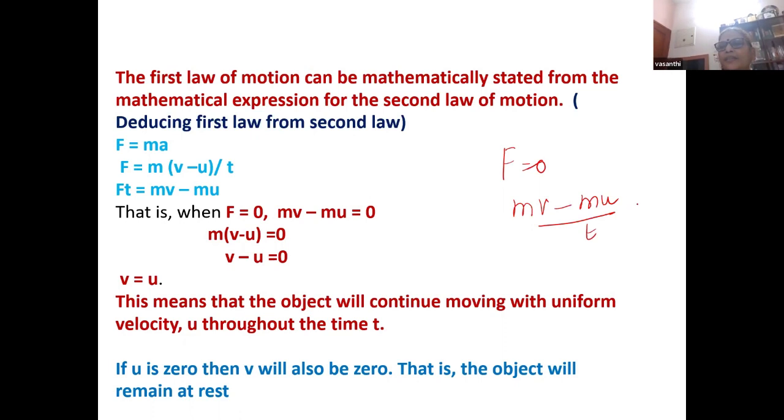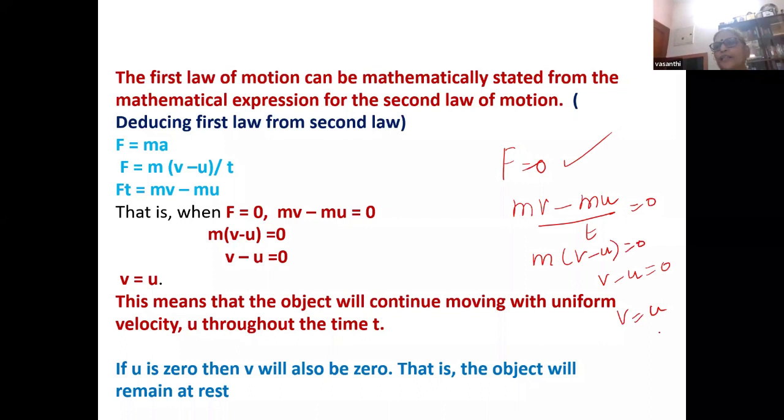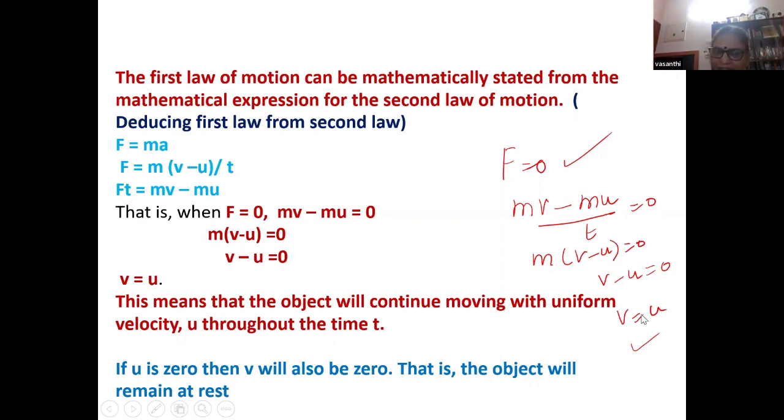By t equal to zero, m into (v minus u) is equal to zero. v minus u is equal to zero means what? v is equal to u. So when F is equal to zero, v is equal to u means what? That's only the first law. A body remains in the same state.